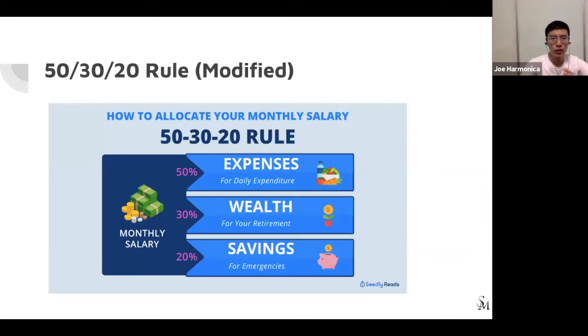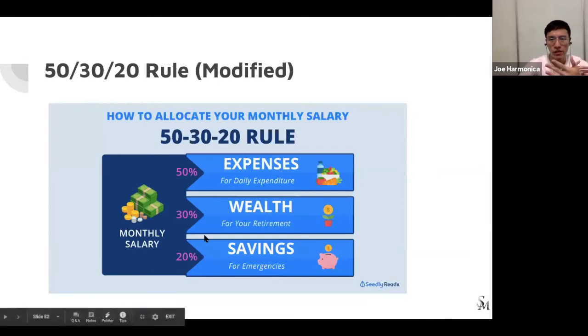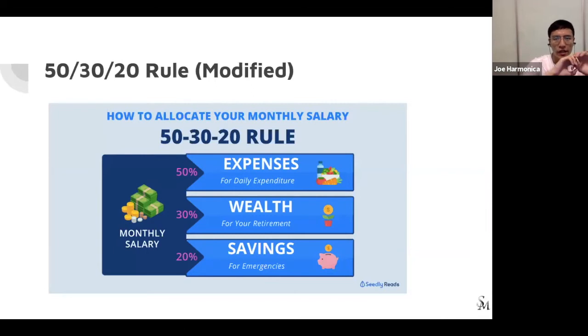And I want you to allocate the other 50% of your monthly salary to your wealth building and your savings portion. So you can see there's a large difference. The previous rule tells you to allocate 20% and split it into investment and saving. But here, I'm telling you to allocate 50%, some to your wealth building and some for your emergency funds and short-term goal savings, okay?